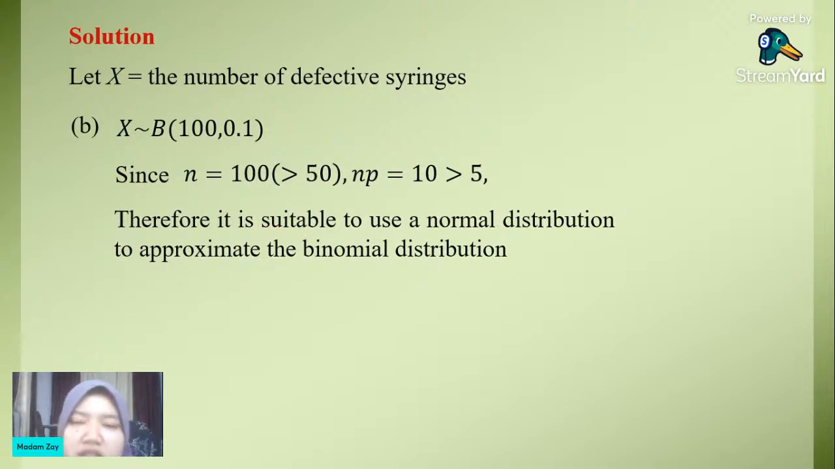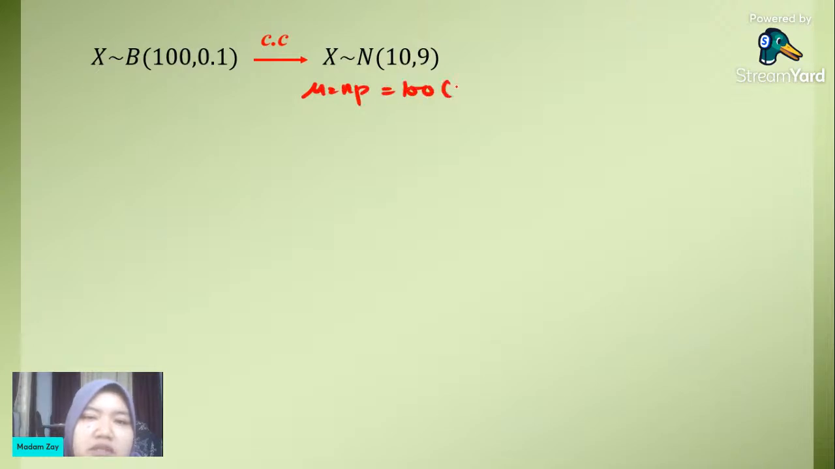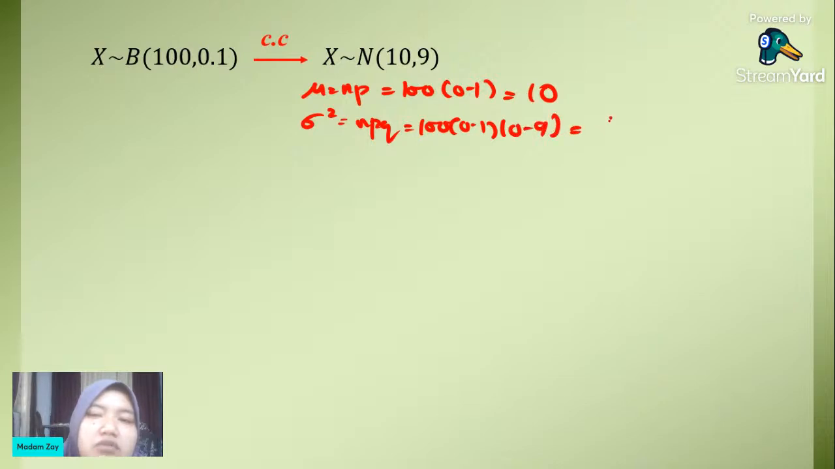Now, to find the probability. We have a binomial, we do the continuity correction, we have to find np and npq, or the mean and the sigma square. So mu is equal to np, which is equal to 100 multiplied by 0.1, which is equal to 10. And sigma square is npq, which is equal to 100 multiplied by 0.1 multiplied by 0.9, which is equal to 9. So we have the parameters of the normal as 10 and 9.